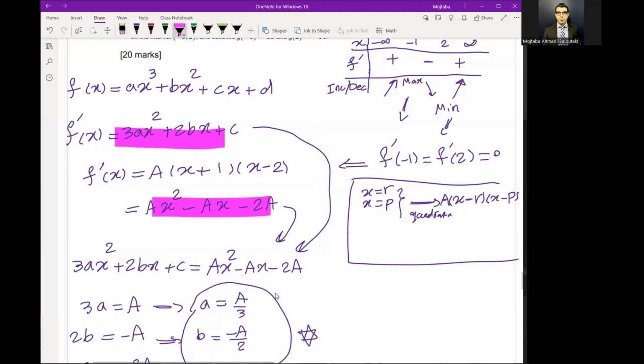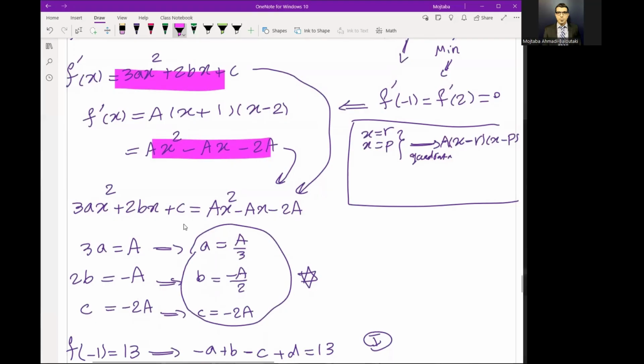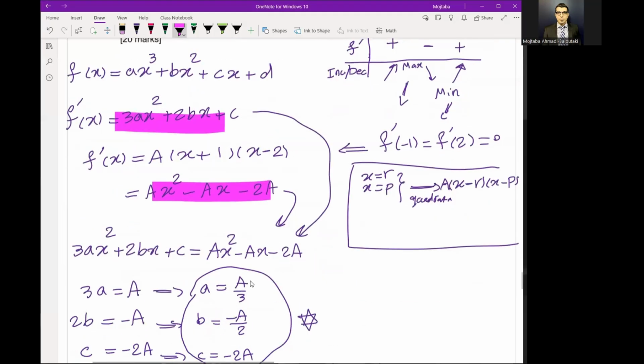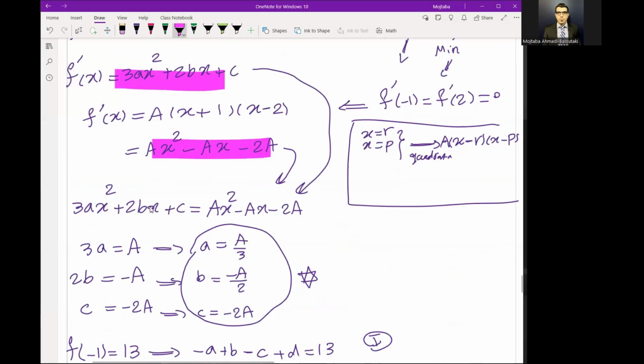So now we can find a relationship between the lowercase a, b, c, which is what we're ultimately looking for, and this uppercase A. If we compare these two, uppercase A would be 3 times the lowercase a. That's the relationship between them. And here we have minus A equals 2b, so b is minus A over 2. And then c is equal to minus 2A. There you go.